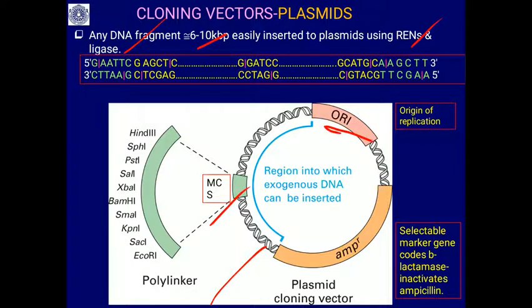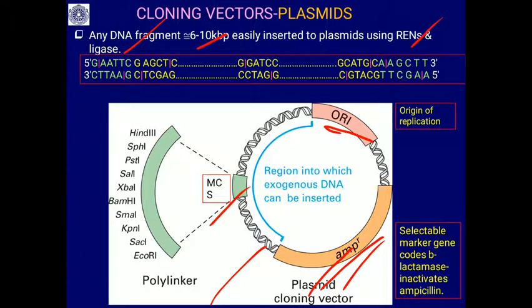It has an origin of replication. It replicates independently without disturbing the chromosomal DNA. Then it has a selectable marker. This is coding for the beta lactamase gene, which inactivates ampicillin. It is an ampicillin resistance gene. Okay. It produces a protein which brings resistance to the bacteria carrying this gene.